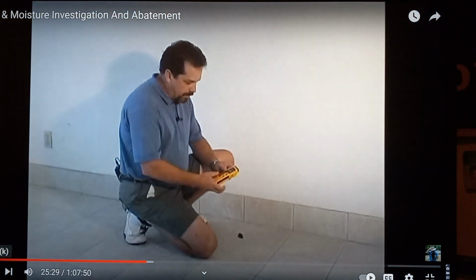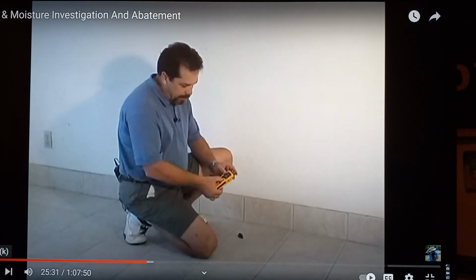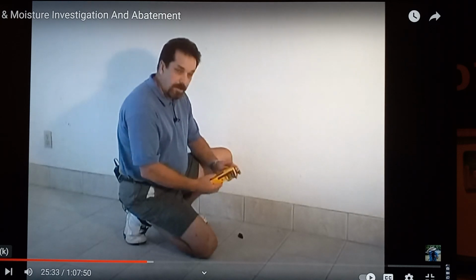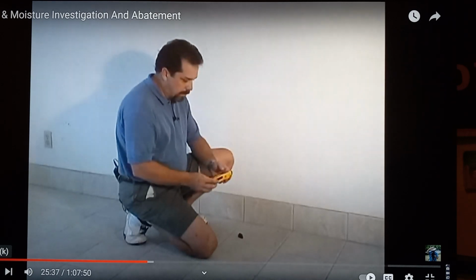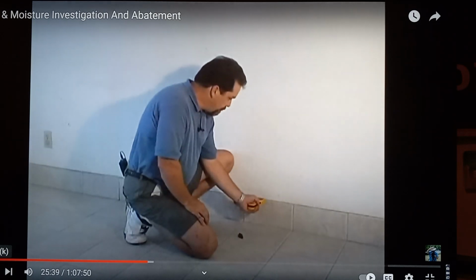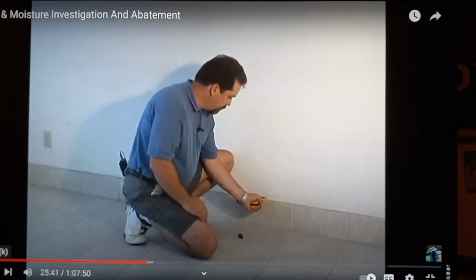Now we're going to use a conductive moisture meter, and we're going to take actual readings in the drywall. You don't want to do this in areas that poking holes are going to be a concern. Down here, this wall is going to be removed anyway.